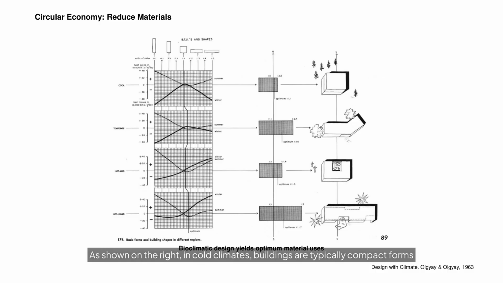As shown on the right, in cold climates, buildings are typically compact forms with a footprint ratio of approximately 1 to 1.1 between summer 1.0 and winter 1.3. This helps minimize exterior surface area to reduce winter heat loss. In a temperate climate, the optimum footprint ratio is 1 to 1.6. The building geometry is positioned to capture winter sun for heating benefits and to promote natural ventilation in summer for cooling benefits.